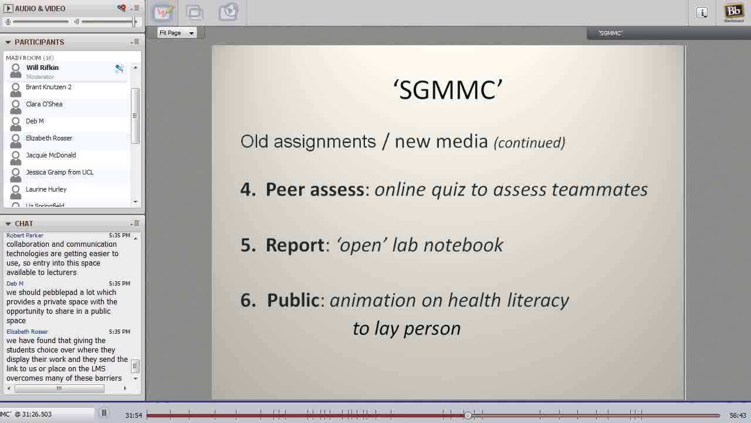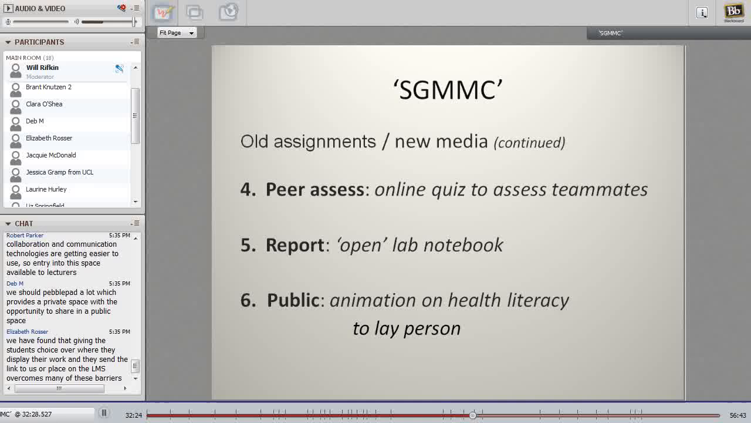Fifth, reporting. Instead of a lab notebook, maybe make it an open lab notebook so various people can see the information you're gathering and your perceptions on it as it's being developed, instead of a final book that only the lecturer looks at. And then providing information for a public or lay audience. A colleague at the University of South Australia has students make animations on topics related to health literacy and has the students test them on a lay person to see whether the lay person can understand the concept.